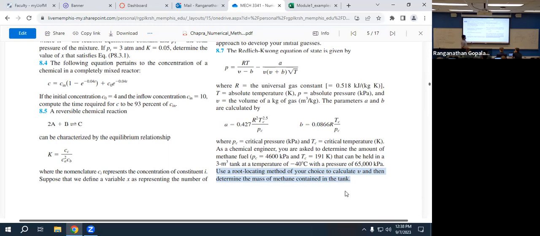Which if you do, it says use a root locating method of your choice to calculate and then determine the mass of methane contained in the tank. Here is where this course rides on a technicality. You've all taken thermodynamics. It becomes juniors or seniors. Which means you should know what is the relationship between nu and volume and mass. If you didn't know that, I can't help you. You're supposed to know some basic ideas of mechanical engineering, that's all I'm saying. So you need to know that mass is volume times specific volume. You need to know this.